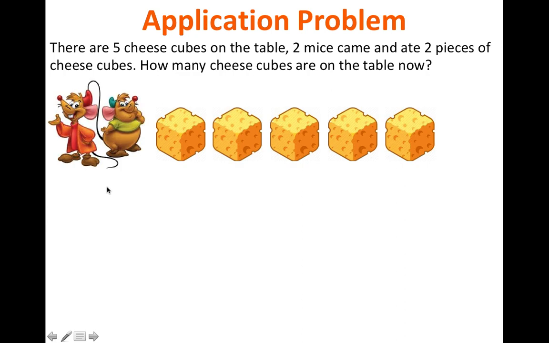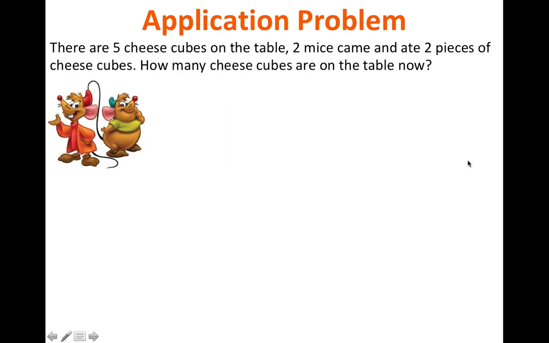So I have drawn the picture of what it looks like. So I have the 2 mice, and I have 5 cheese cubes. Per our application problem, it says they ate 2 of them. So I'm going to make sure 2 of them go away. And because they ate it, it's not coming back. So how many are they left with? Can someone please, you can call out and tell me how many cheese cubes are left. That's correct. We are left with 3 cheese cubes.